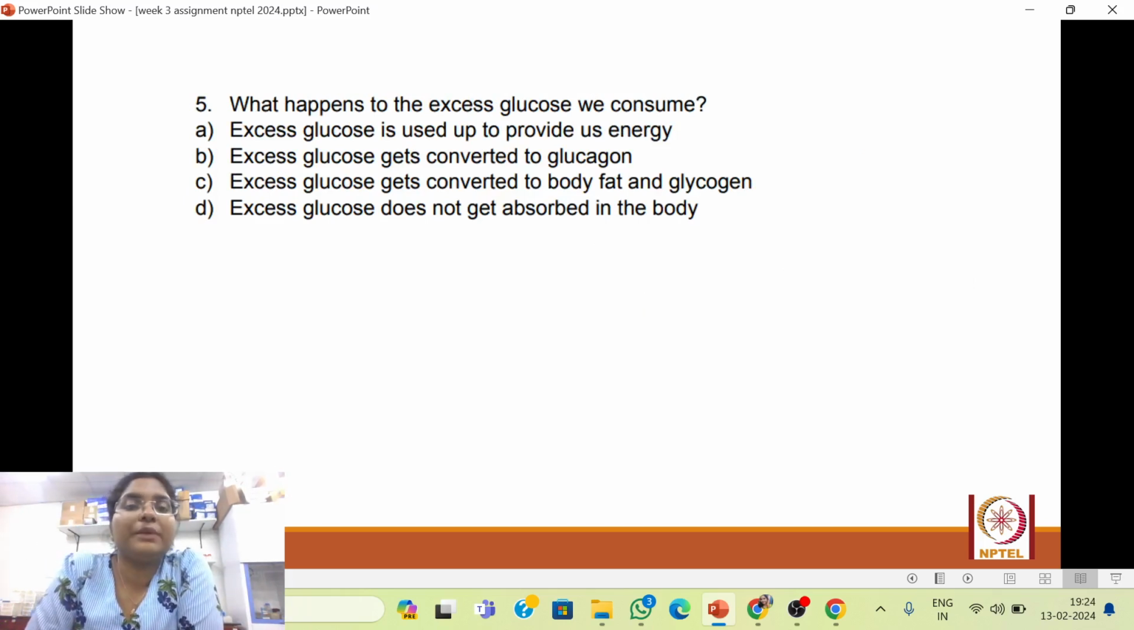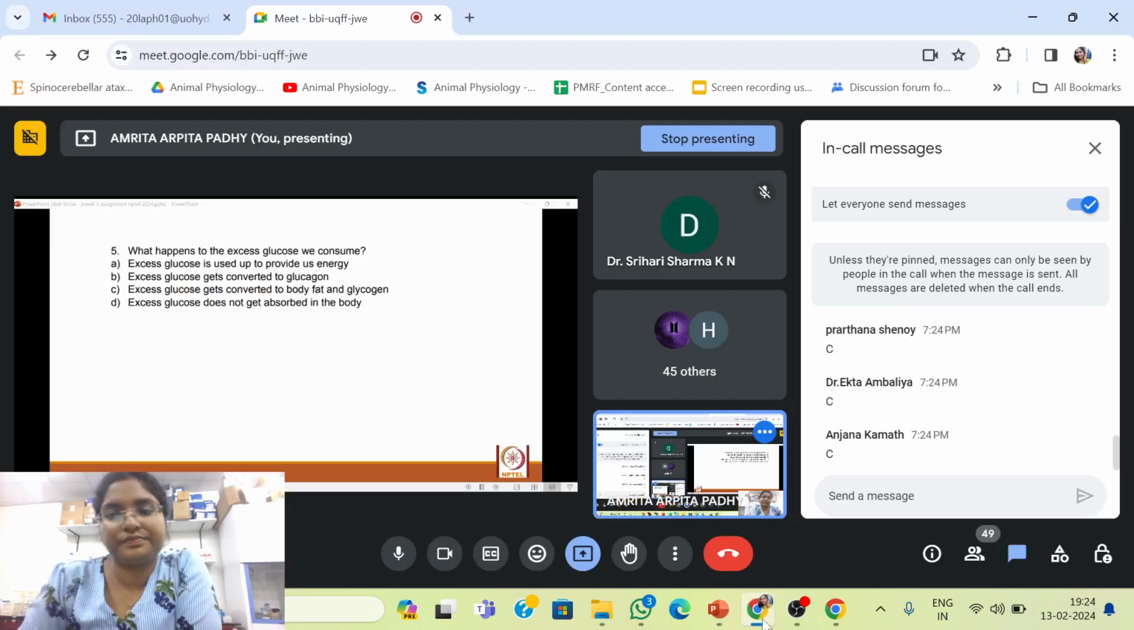Fifth question: what happens to the excess glucose we consume? A. Excess glucose is used up to provide us energy. B. Excess glucose gets converted to glucagon. C. Excess glucose gets converted to body fat and glycogen. D. Excess glucose does not get absorbed in the body.